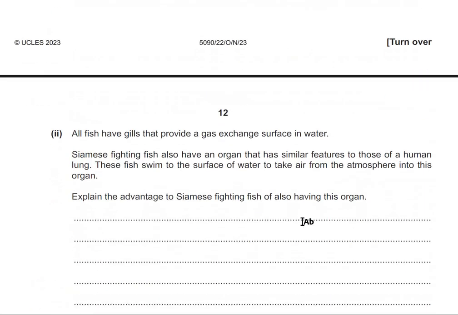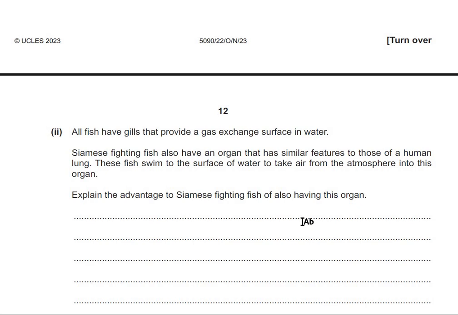Coming towards part 2 of this question, which says that all fish have gills that provide a gas exchange surface in the water. Some Siamese fighting fish also have an organ that has similar features to those of a human lung. These fish swim to the surface of the water to take air from the atmosphere into this organ. Explain the advantage to Siamese fighting fish of also having this organ. Basically, which organ are they talking about? They're basically talking about the organ like lungs in the bodies of the fish.